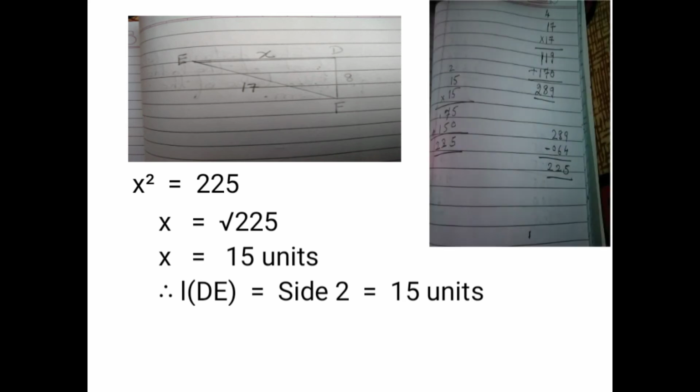Why is the square root of 225 equal to 15? Because 15 fifteens are 225. Square root of 225 is 15.